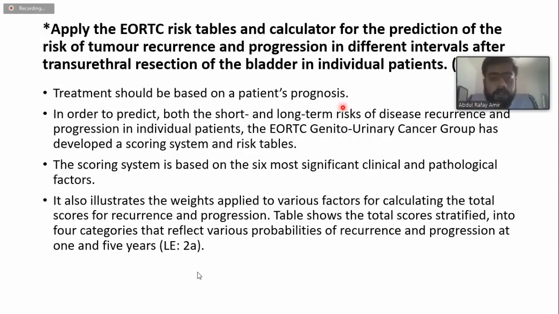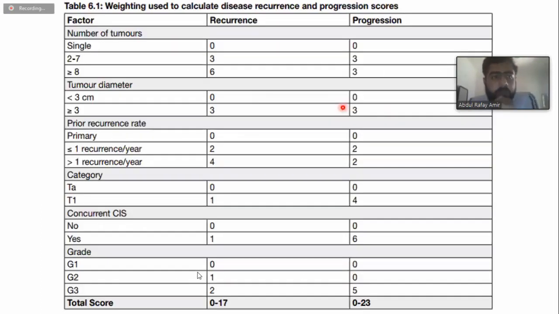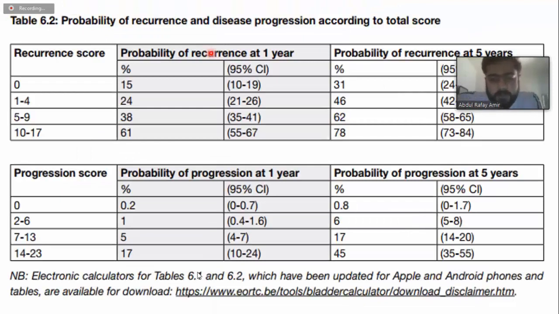So apply the EORTC risk tables and calculator for prediction of risk of tumor recurrence and progression in different intervals. We have talked about this risk table and how it can predict the recurrence and progression of tumors in different cases. In the following slides, I will show you the points on which we lay this foundation. The EORTC calculator includes number of tumors, size, recurrence rate, whether it recurred in the first year or more than 1 year, T category, more recurrences per 1 year, concurrent CIS and grade. All these have a certain score, and when we add the score, we get either the probability of recurrence in first year or 5 years, or possibility of progression in first year or 5 years. So with the help of this table, we can judge the possibility of recurrence and progression.